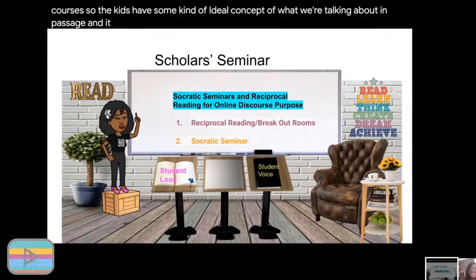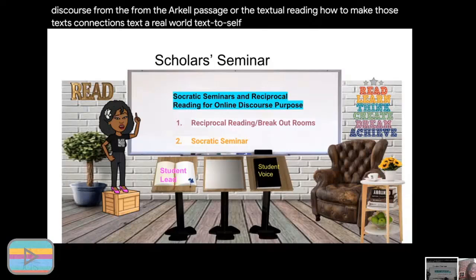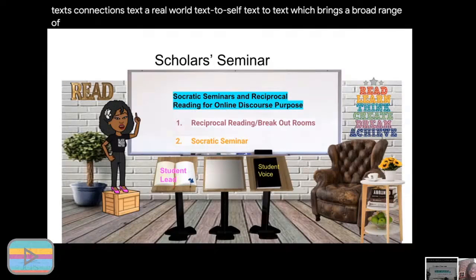And it's imperative that when we are in these roles, when you're doing reciprocal reading, for students to get that rich discourse from the article, passage, or the text that you're reading, have them make those text connections. Text to real world, text to self, text to text, which brings a broad range of information back to you.